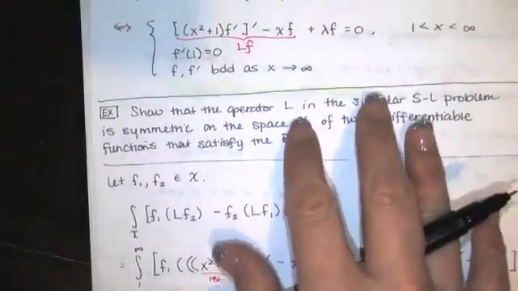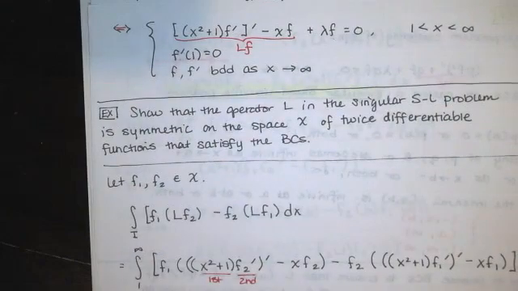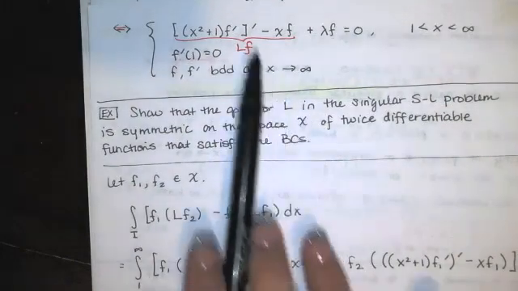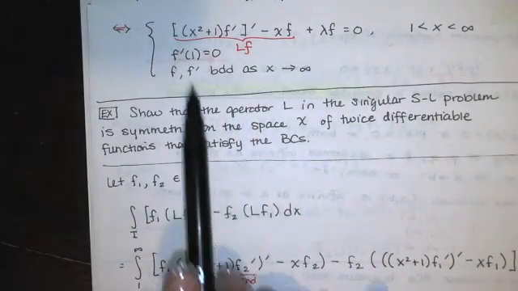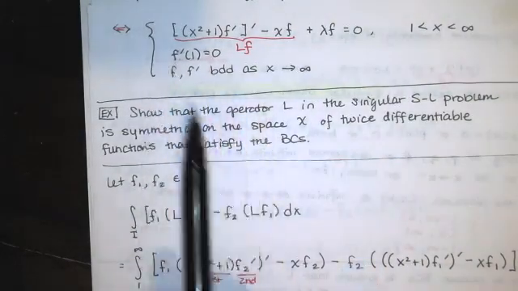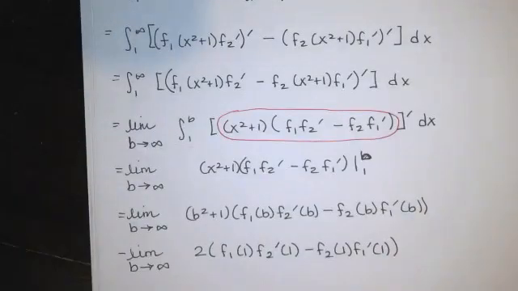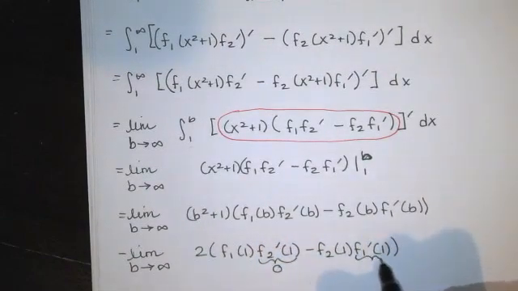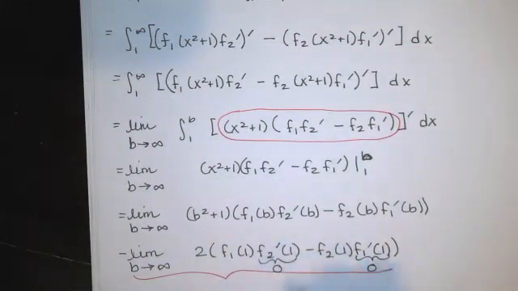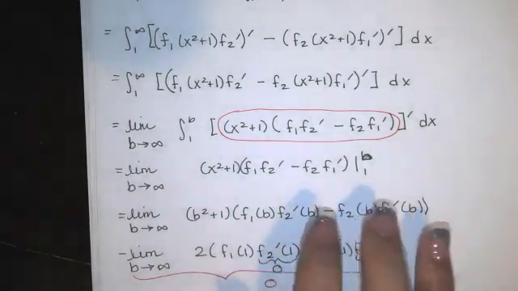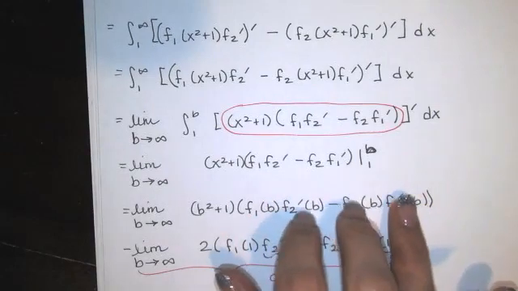And remember our boundary conditions. We're trying to show that the operator in this particular singular Sturm-Liouville problem is symmetric on the space of functions that are twice differentiable and satisfy the boundary conditions. So for each of these functions, f1 and f2, when we plug in 1 to the derivative, we get 0. So f prime of 2 at x equals 1 is 0, and f prime of 1 at x equals 1 is 0. So this is 0 minus 0. Of course, the limit of 0 is 0. So this piece is gone. And the only part that we need to concern ourselves with is what we have right here.